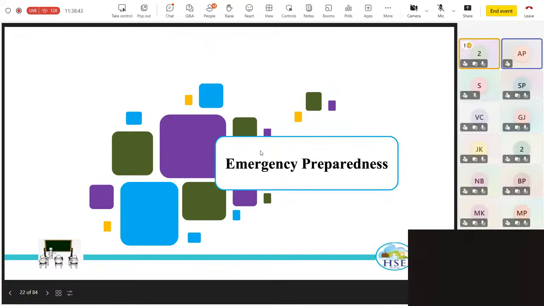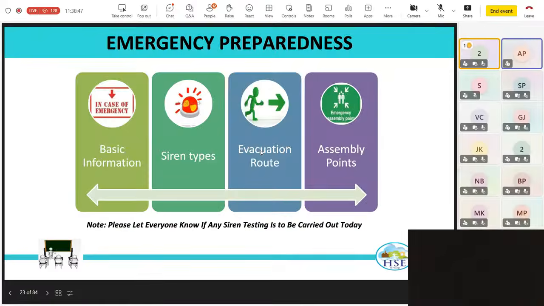Emergency preparedness. In case of any kind of emergency, please be prepared. This preparedness, as explained here, covers basic information, the various siren types, evacuation routes, and assembly points. As per your guidelines, or wherever you are attending from, please follow that. Next slide, please.